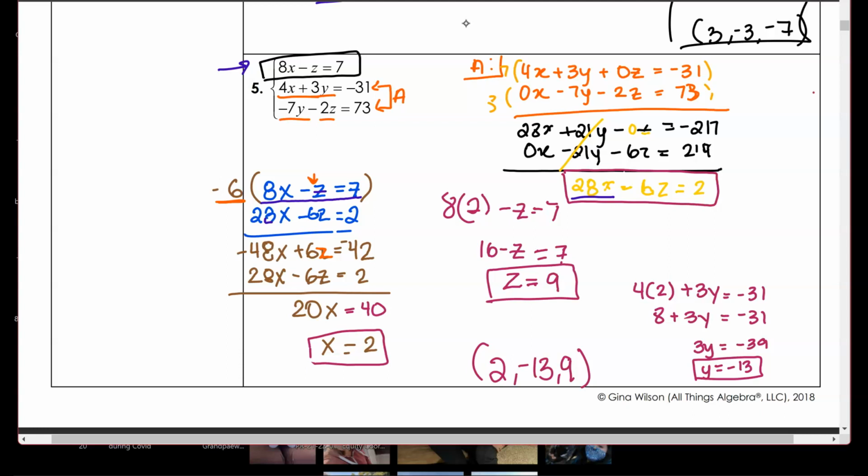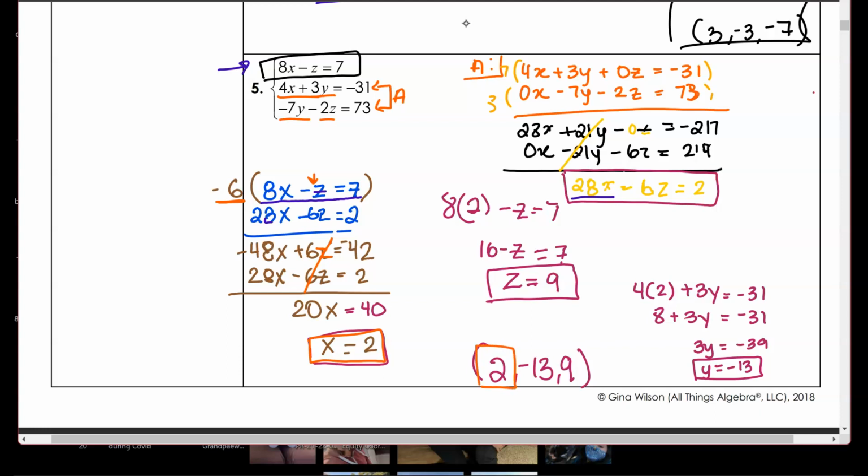Rewrite that second equation, 28x minus 6z equals 2. Combine my terms here, so notice that the 6's go away, and I'm left with negative 48x plus 28x, which gives me negative 20x, and negative 42 plus 2, which gives me negative 40. Divide by negative 20 on both sides, and we're left with x equals 2. So that's our x value here.